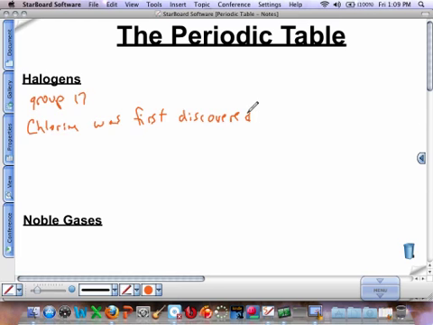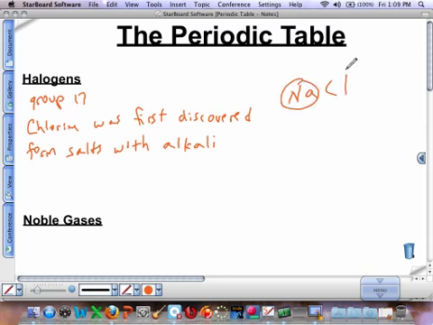Anything else? They form salts, and compounds containing them are called salts. So they form salts with the alkali metals. You guys remember NaCl? Sodium is an alkali. Chlorine is a halogen. When they form together, we have salt. Does salt have sodium in it?